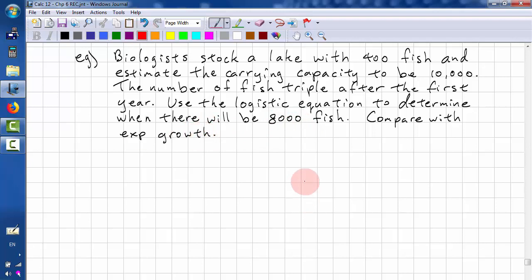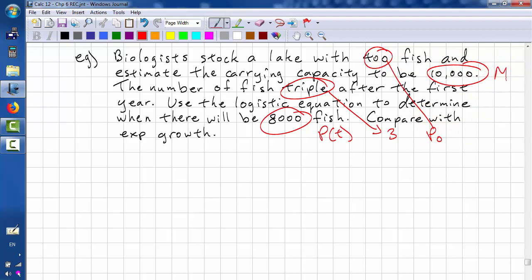Let's pick off values. This is our p of t that we're trying to solve for. This is 3. This is p naught. This is our carrying capacity. And we can use the formula we just derived.